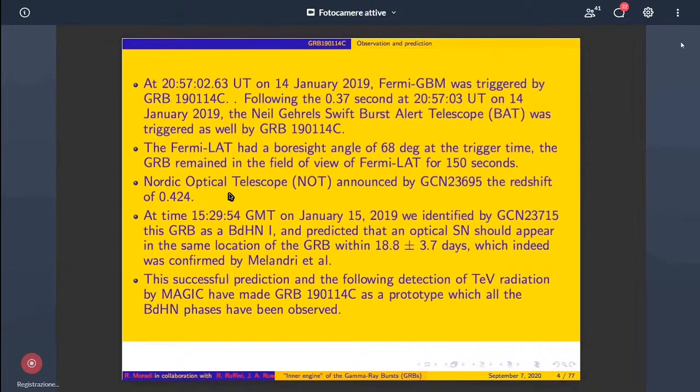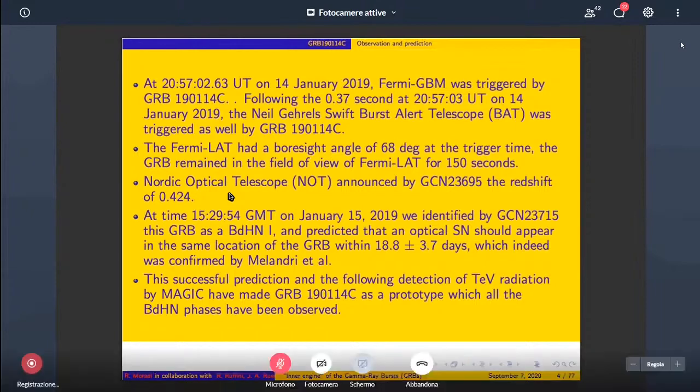After having this GRB, we immediately went through the analysis of this GRB, and we predicted the supernova explosion of this source. We predicted that an optical supernova should appear around 20 days, which was later confirmed by some groups, confirming that our inner engine is strong enough to make such a prediction on the observation of the GRB.